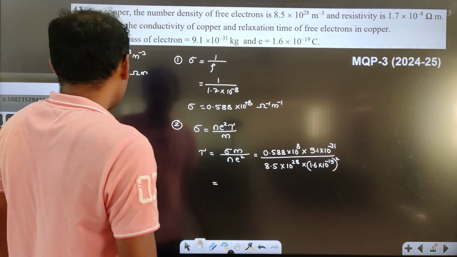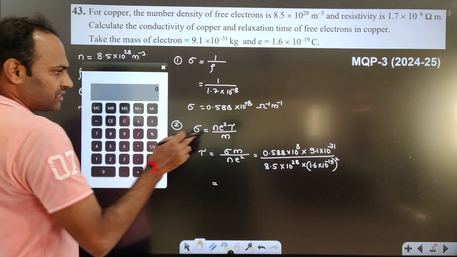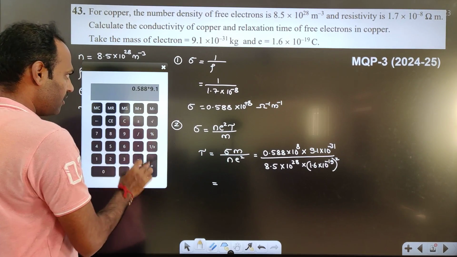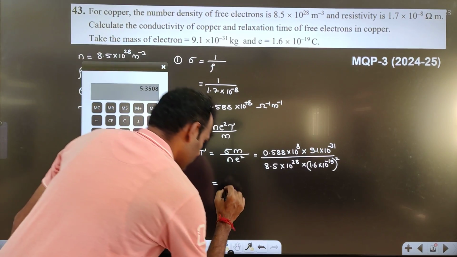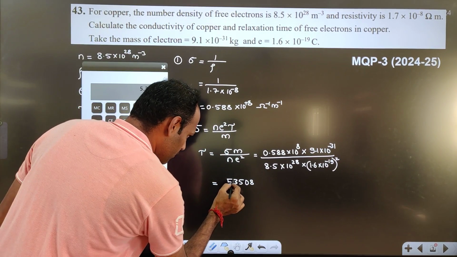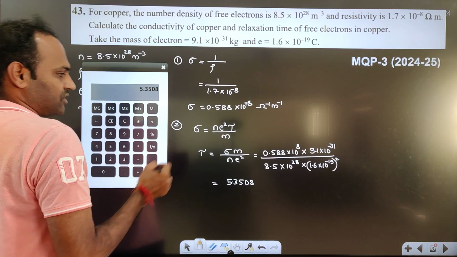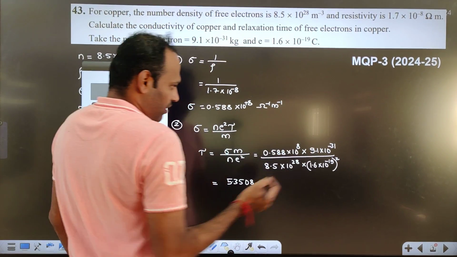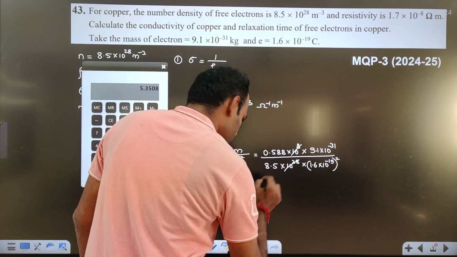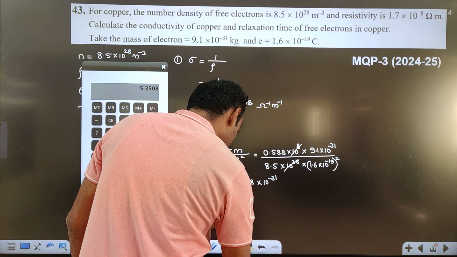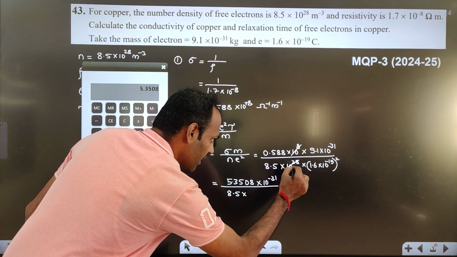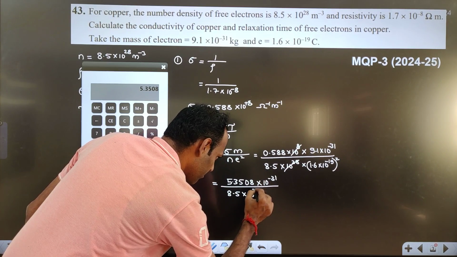Let us solve this now. We will multiply: 0.588 into 9.1 is 5.3508, with 10 to the power minus 31 remaining, since the 10 to the power plus 8 in the numerator cancels with the 10 to the power 8 in the denominator. In the denominator, 8.5 into 10 to the power 20 remains.